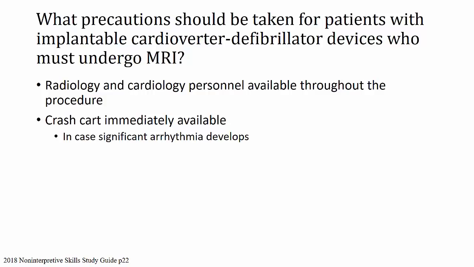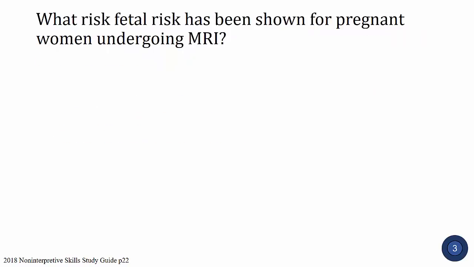If they have to undergo MRI, then radiology and cardiology personnel should be immediately available throughout the procedure. And also the crash cart should be immediately available in case a significant arrhythmia develops. So basically you need to be ready for something to go wrong if you have to go ahead and get the MRI.